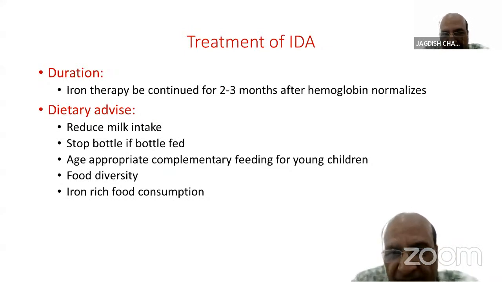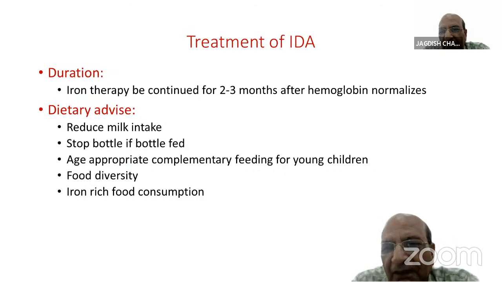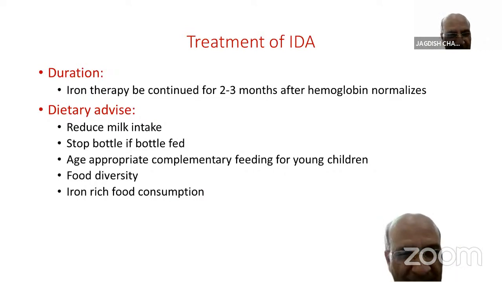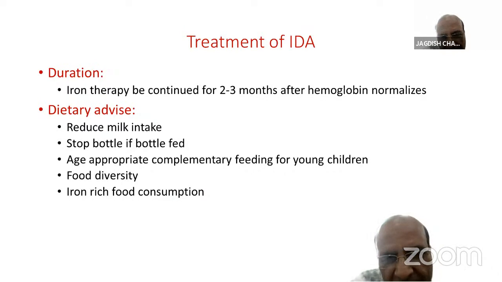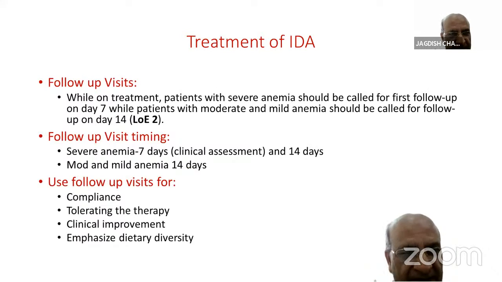Now, duration: iron therapy is to be continued for 2 to 3 months after hemoglobin normalizes, and I have repeated it several times in these slides. So remember one dose, 2 milligram per kg, continued for 3 months after normalization of hemoglobin. So maybe you can remember a formula of 1, 2, 3. And the dietary advice should include that we reduce the milk. If there is a bottle, then stop the bottle, and that partially leads to decreased milk consumption by the child. Age-appropriate complementary feeding for the young child, including food diversity and iron-rich food consumption. That is what one needs to advise for the diet in these cases.